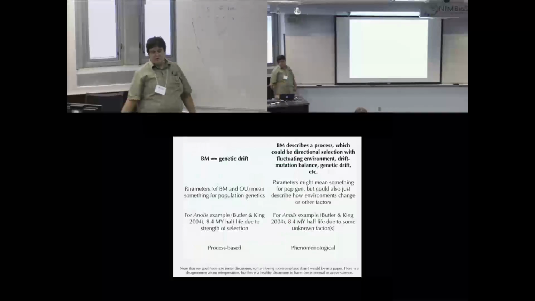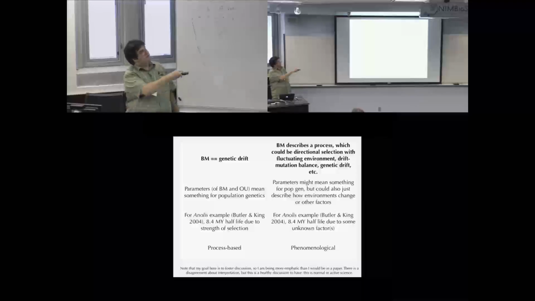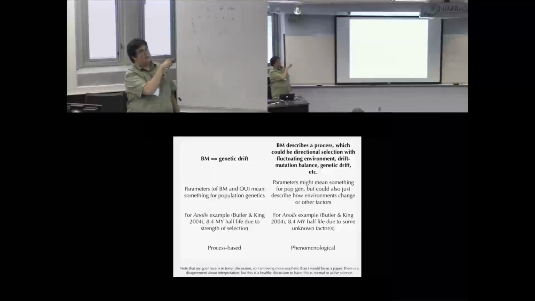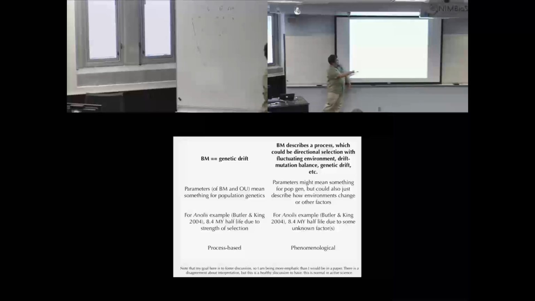Okay. So there are two ways to interpret this again. Brownian motion is genetic drift, right? In which case it's nice in some ways because you have these interpretable parameters, versus BM describes some sort of process, which can be many different processes, right? So the parameters might be pop gen or might be something about how selection moves. This is process-based and this is phenomenological. So you prefer to be in this area, I would argue we're in this area.